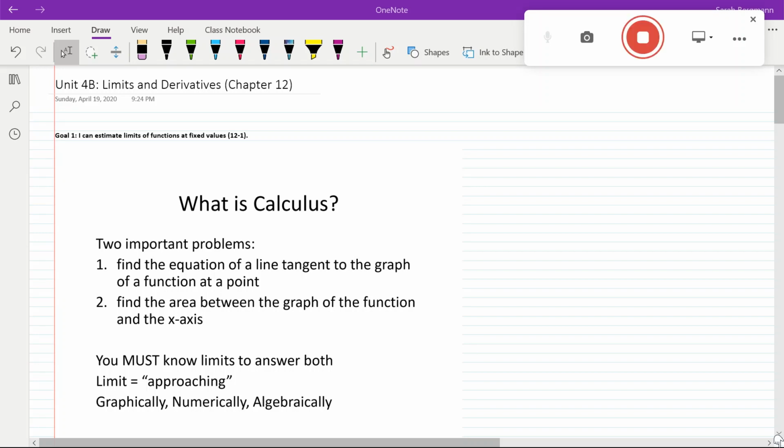Happy Monday. Today we are starting out a new unit, Unit 4B. This is all about limits and derivatives, which will be super helpful if you are going to take calculus in your future. The first thing we're starting with is estimating limits of functions at fixed values.